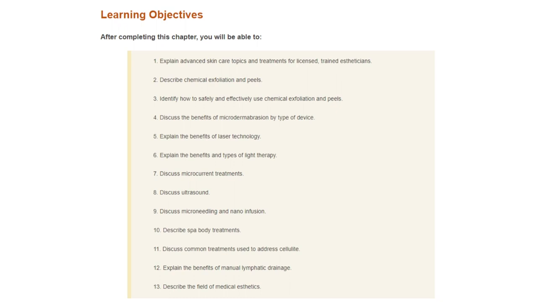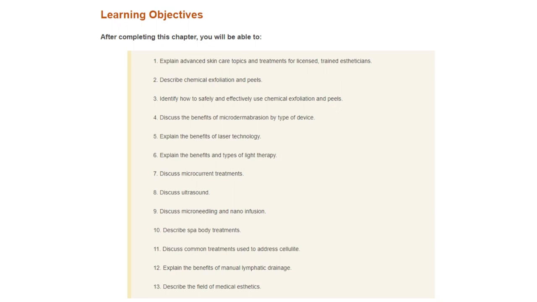Identify how to safely and effectively use chemical exfoliation and peels. Discuss the benefits of microdermabrasion by type of device. Explain the benefits of laser technology. Explain the benefits and types of light therapy. Discuss microcurrent treatments. Discuss ultrasound. Discuss microneedling and nanoinfusion. Describe spa body treatments.